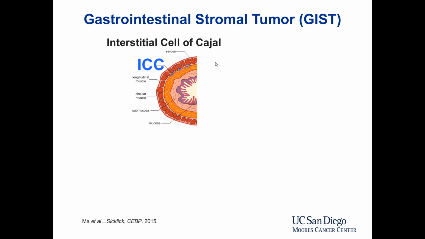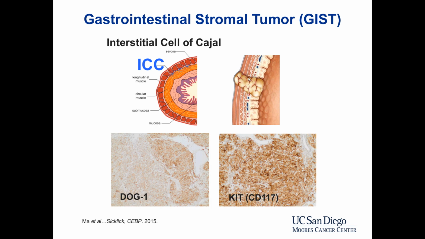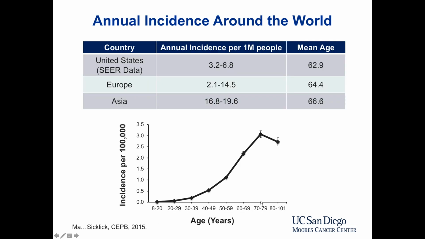GIST, or gastrointestinal stromal tumor, arises from the interstitial cells of Cajal, which are the pacemaker cells of the GI tract that control peristalsis of our intestines so that we don't have to think about our intestines moving after we eat. These tumors occur within the wall of the stomach or the remainder of the small intestine and are marked by expression of two common markers, being DOG1 and c-KIT or CD117.